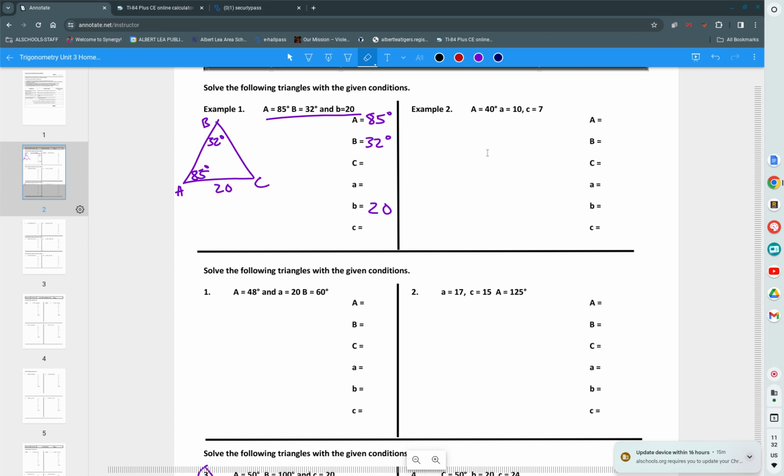Okay, I'm gonna put some answers up here, see if you guys can confirm these for me. Angle C, 63 degrees. Side A, 37.66. And side C, 33.69. Those look about right? Yep.